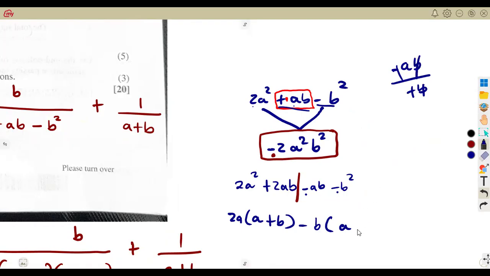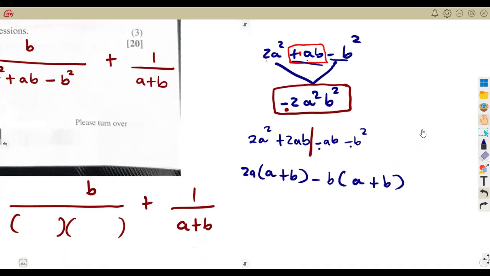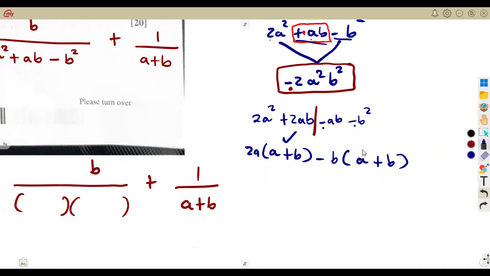Minus b squared divided by minus b is going to be plus b. All right? Just like that. So the two brackets are the same: a plus b, a plus b. You take out this one, which is common. What are you going to remain with? You remain with 2a. What about here? You remain with minus b.